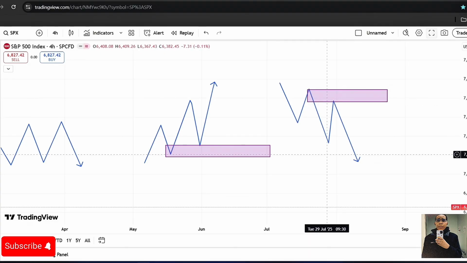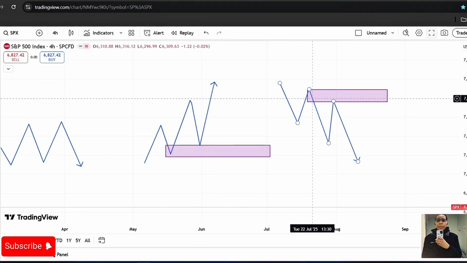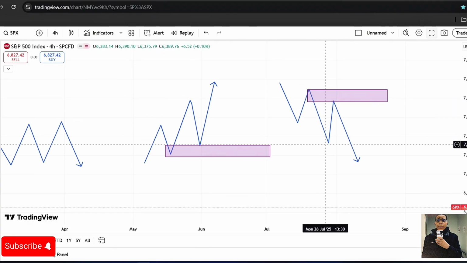And here the opposite is also true. The last green candle before this movement happened is your order block. So a bullish order block is the last bearish candle before a strong move up, and we have a bearish order block, which is the last bullish candle before a strong move down.